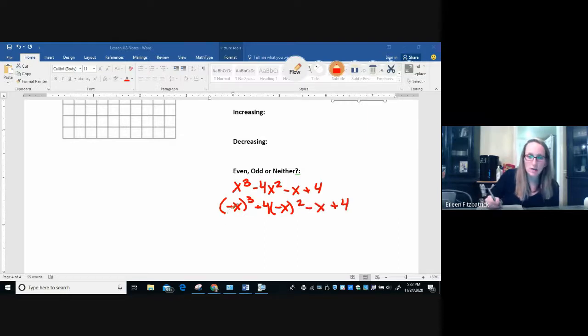Okay, so a negative x cubed is negative x cubed because a negative multiplied 3 times stays negative. Minus 4, and then negative x squared would be a positive x squared, minus x plus 4. So the sign changed here from x cubed to negative x cubed. The sign didn't change for the 4x squared. The sign didn't change, the sign didn't change. So this is neither.